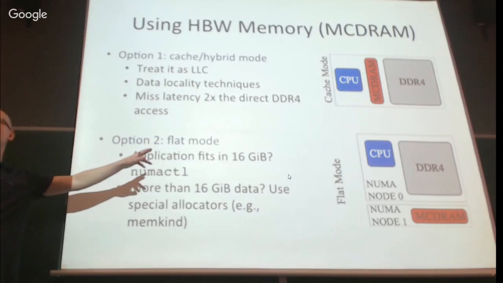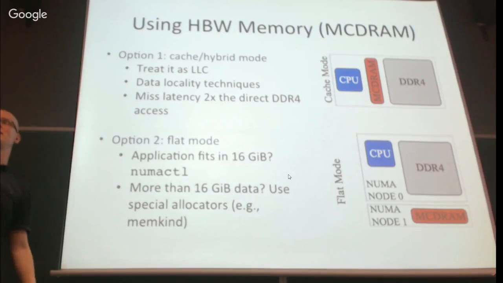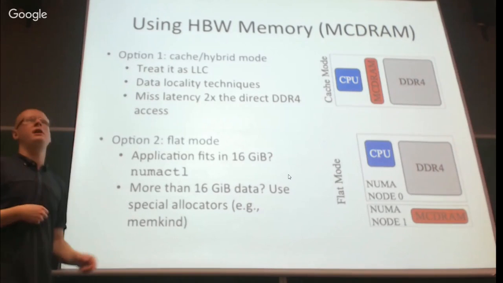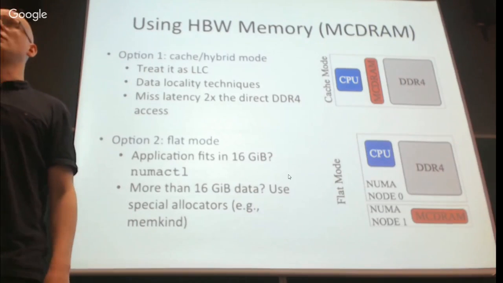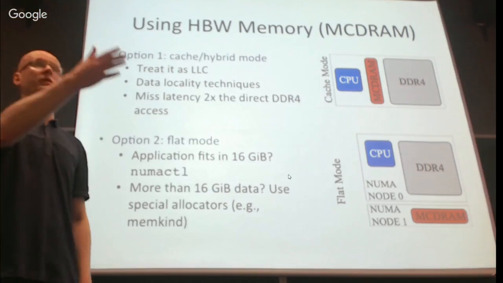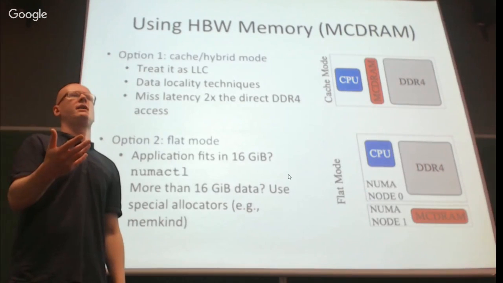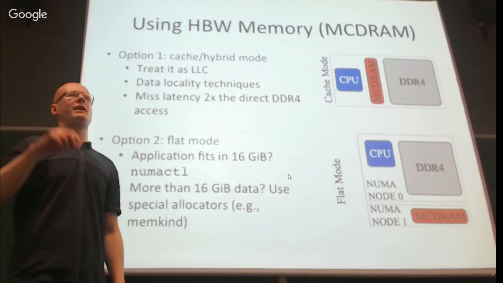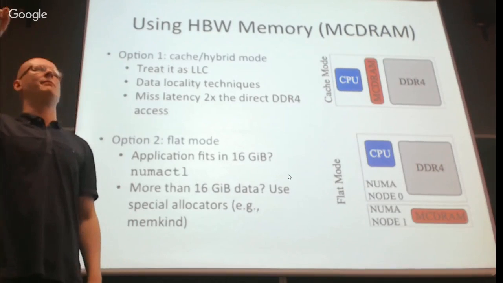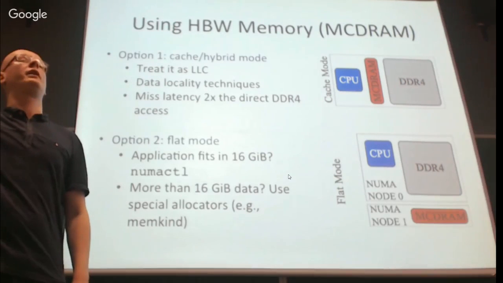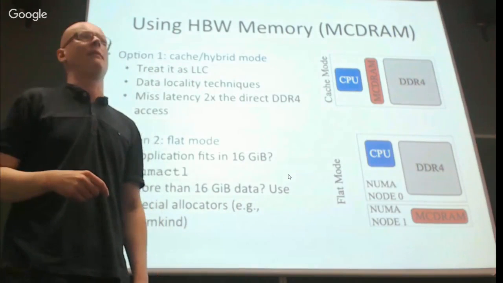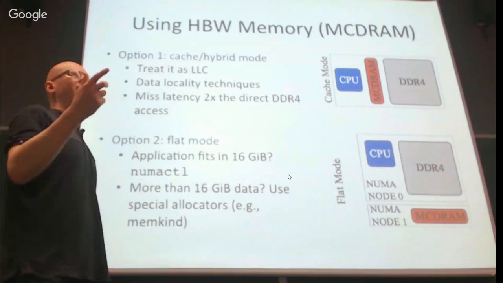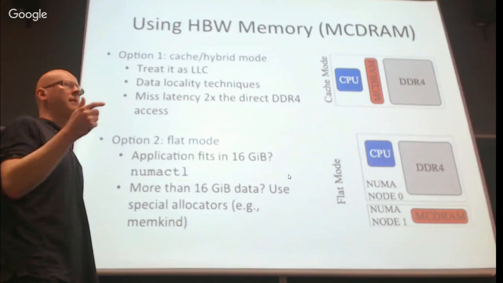Application fits in 16 gigabytes of RAM. It's the first question you need to ask. Okay, is my data set small enough so that it fits in 16 gigabytes? If so, then you can use numactl. Has anyone used numactl before? Yeah. So it's like a NUMA node, effectively, okay? So you can just place your data structure in MCDRAM by numactl -m 1 rather than -m 0. And then it'll ensure that your data structure will be placed in MCDRAM. There's no guarantee that it will be, so you need to check that it is, okay?